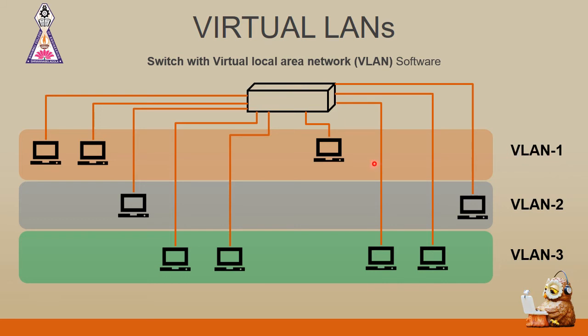So thus, if a station moves from one virtual local area network to another, it receives the broadcast messages sent to the particular virtual local area network to which it has moved. For example, if this station is present in VLAN 1, it will receive the broadcast messages that were intended for VLAN 1. In case this station moves from VLAN 1 to VLAN 3, now it will receive the broadcast messages of VLAN 3, but it will stop receiving the broadcast messages from VLAN 1 as it has moved from VLAN 1 to VLAN 3.